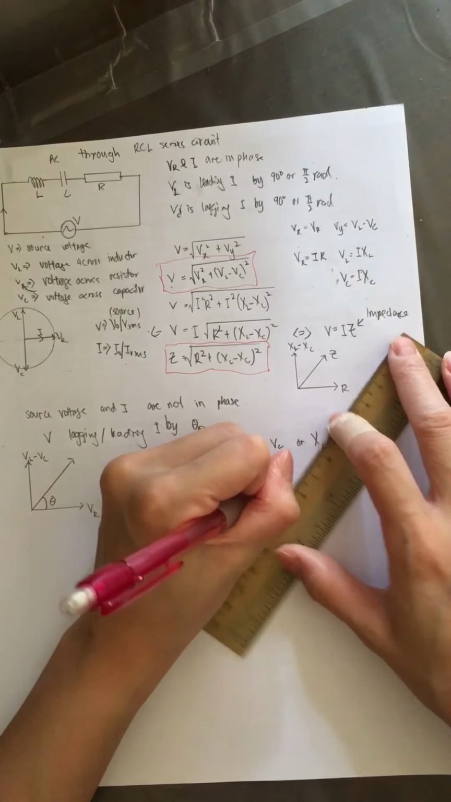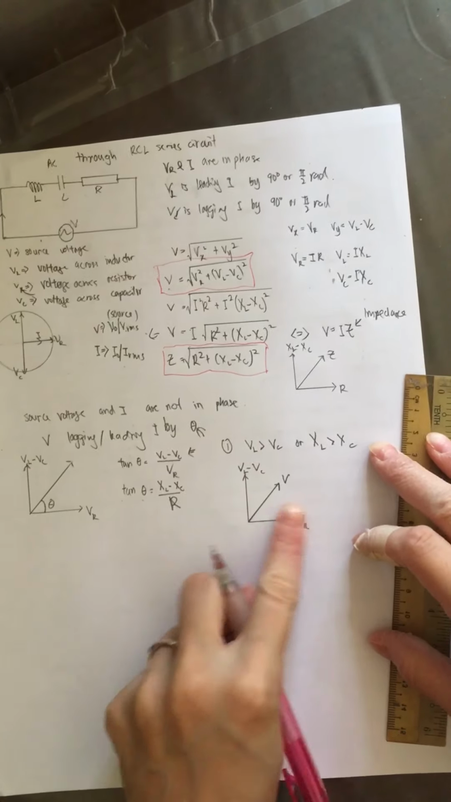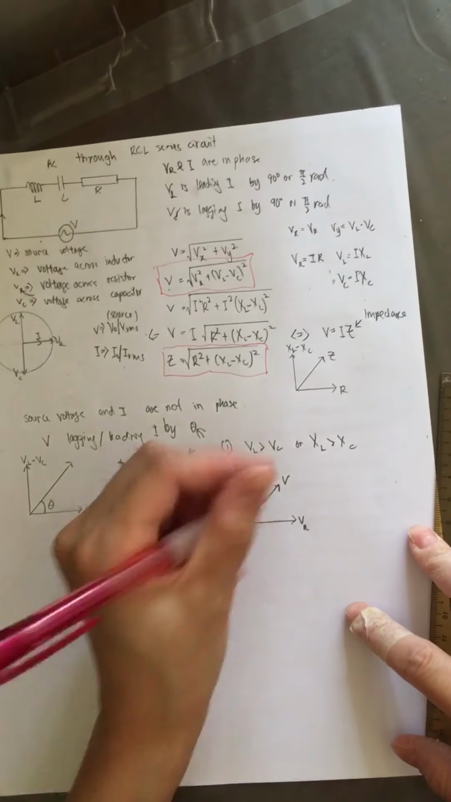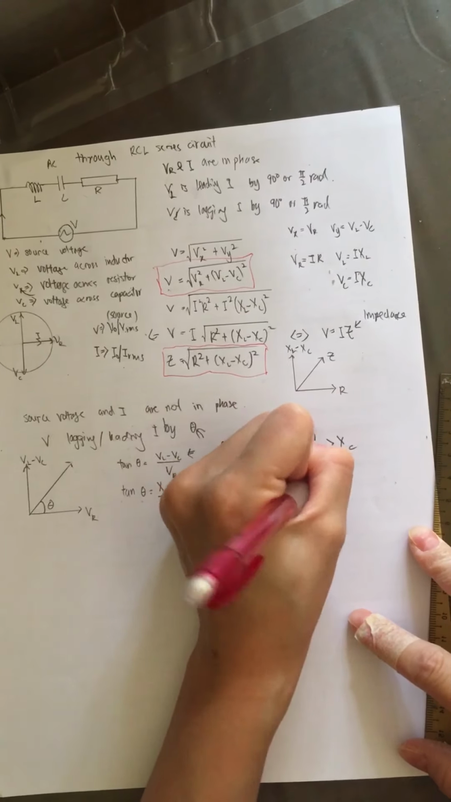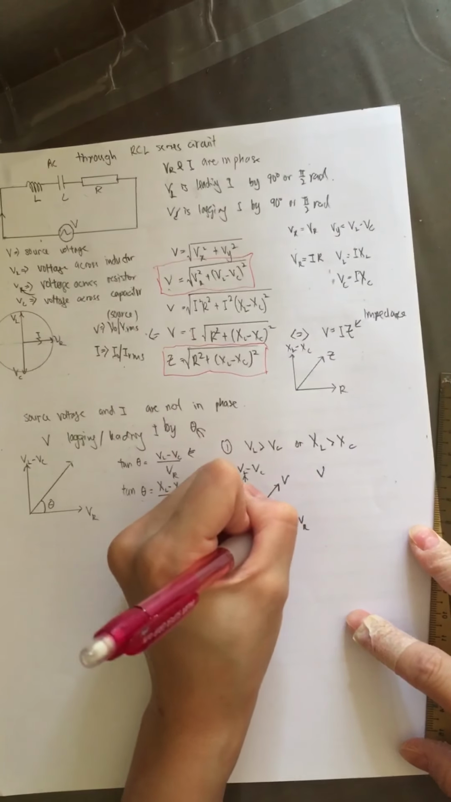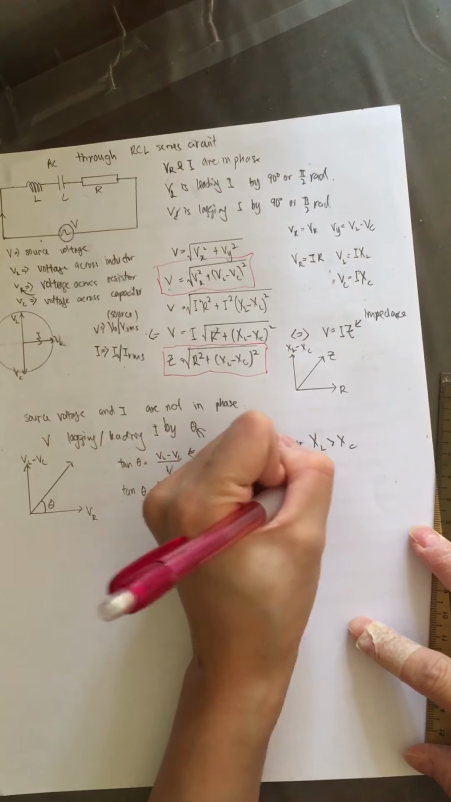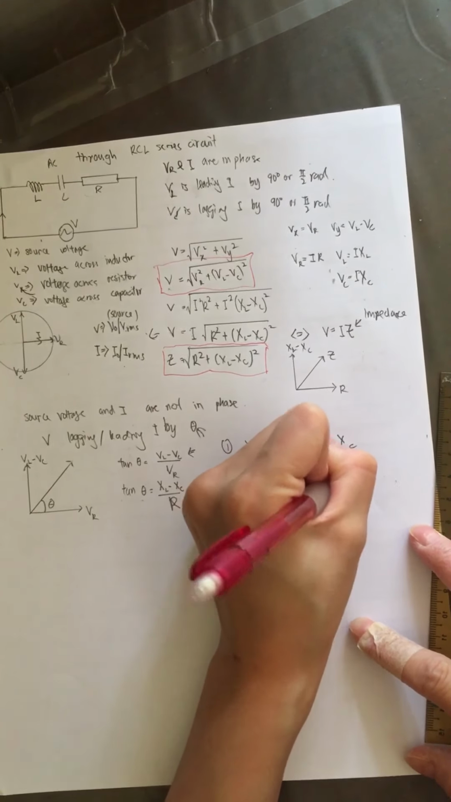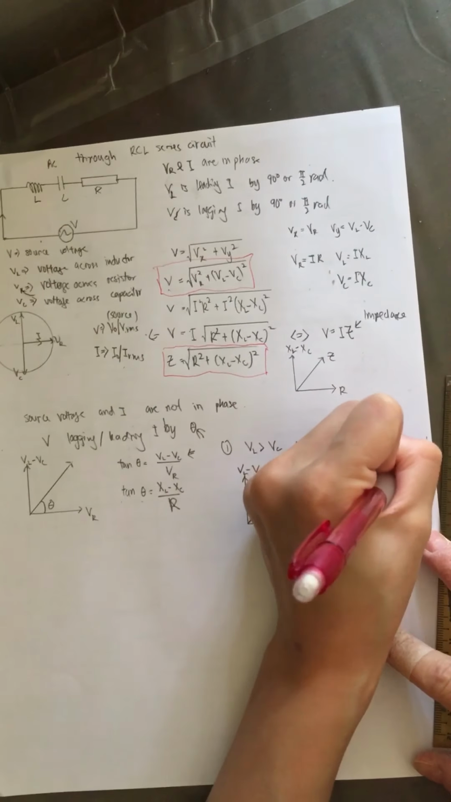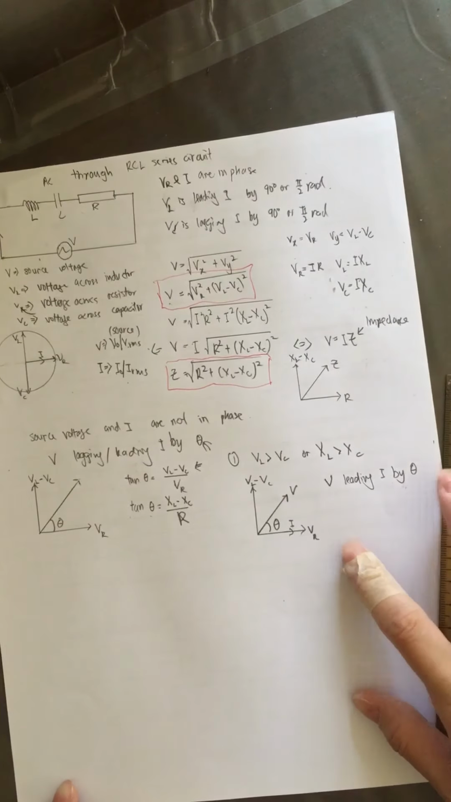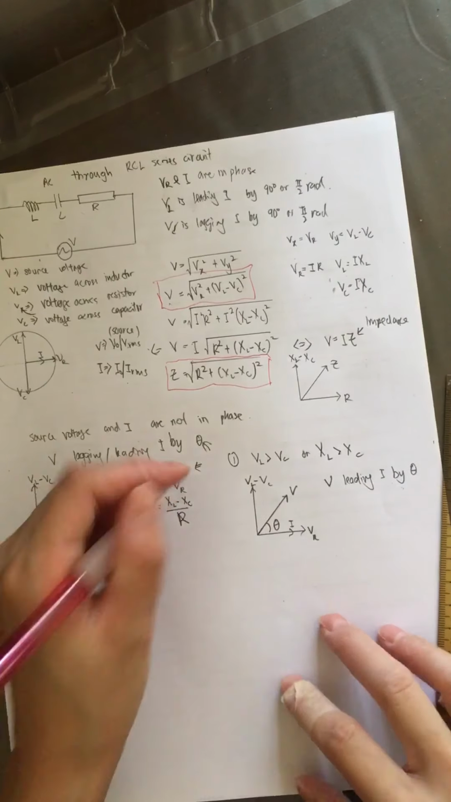This one is your source voltage and this one is your voltage across the resistor. If you look at this diagram, you know that the source voltage is leading your I, because your I is in phase with your VR. So your source voltage is leading I by angle theta. How do you calculate theta? By using this equation.